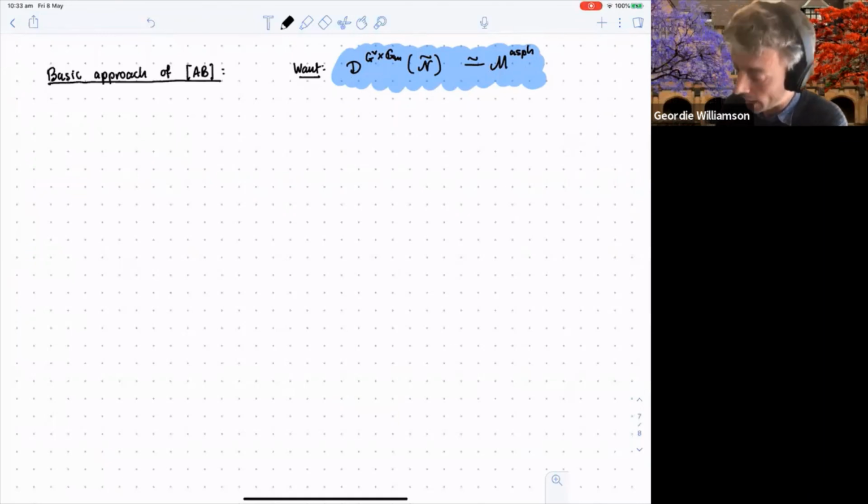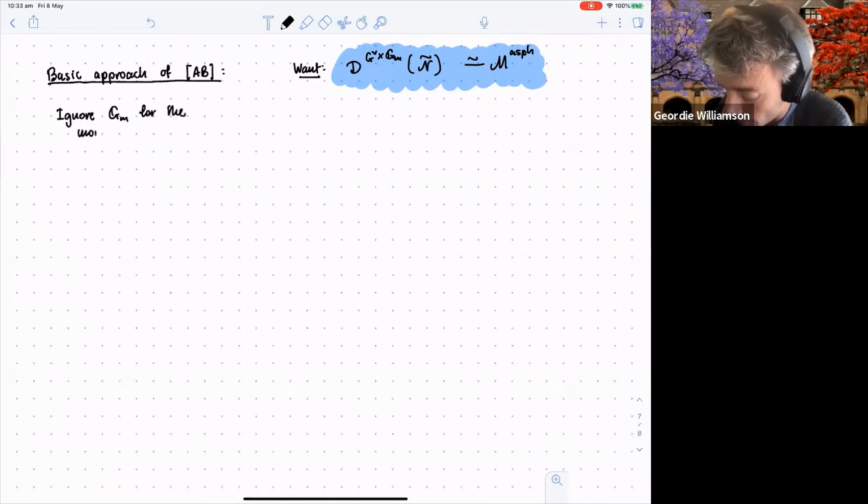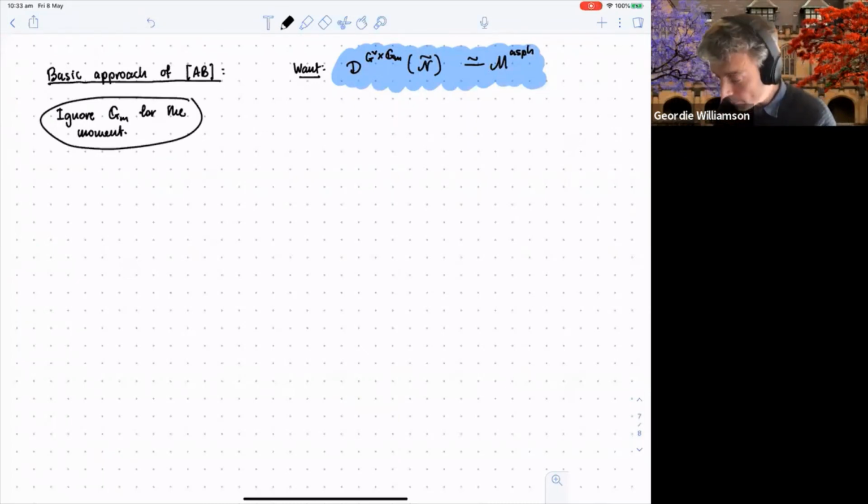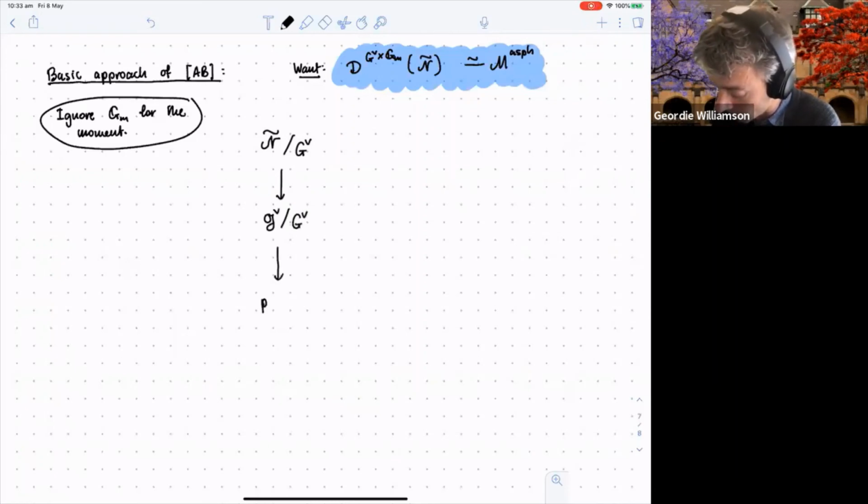Now we have the following. I just want to ignore G_m. So we have the following maps of stacks. Okay, so this is just obtained as a quotient.